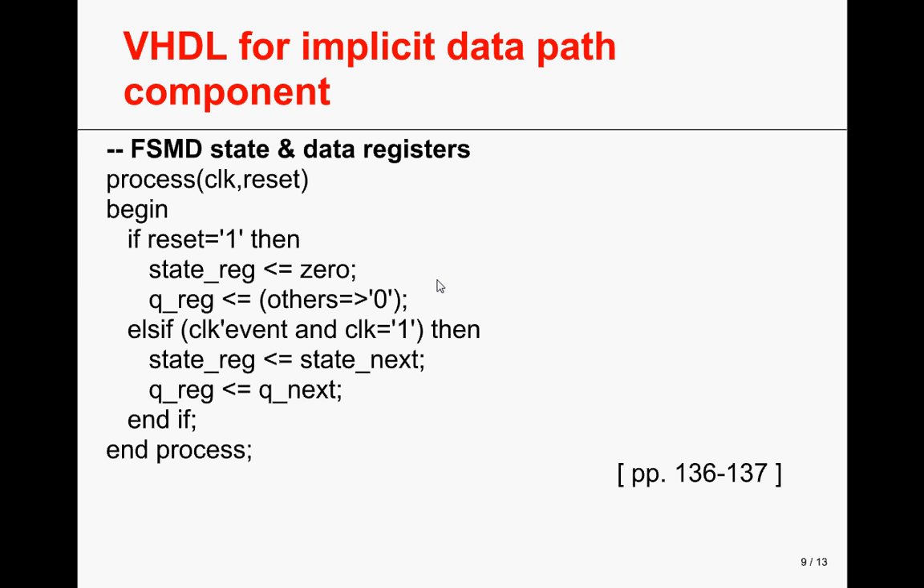So going on with the implicit datapath approach, the state and data registers FSMD section follows the very standard structure that you are already familiar with. So if reset is equal to 1, then the state register will revert to the initial state and the outputs of the counter will be reset to all 0. Otherwise, if there is a rising edge at the clock, then the state register will take the next state value and the outputs of the counter will take their corresponding next state value as well, which might be the all ones if we are preloading, or the current value -1.